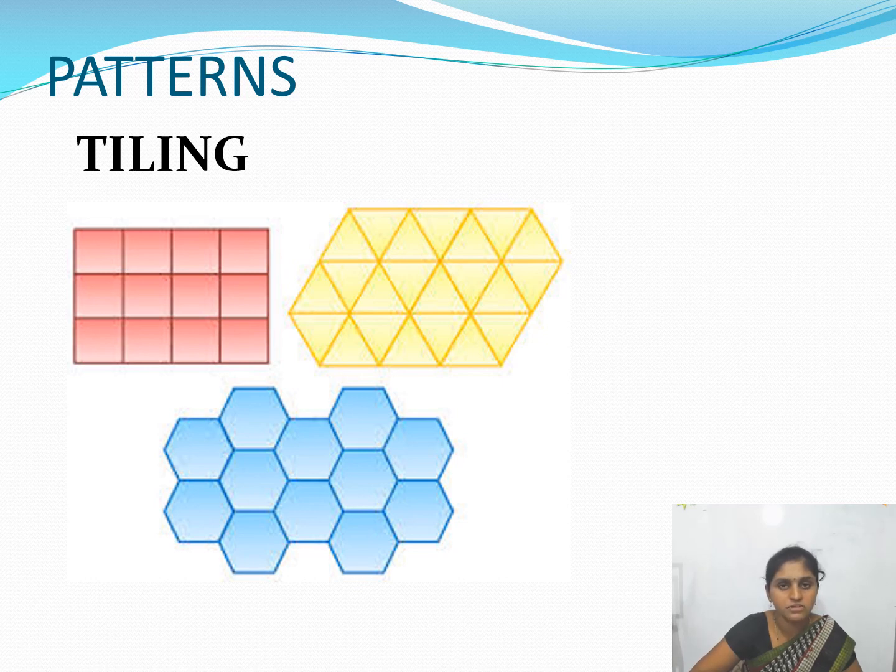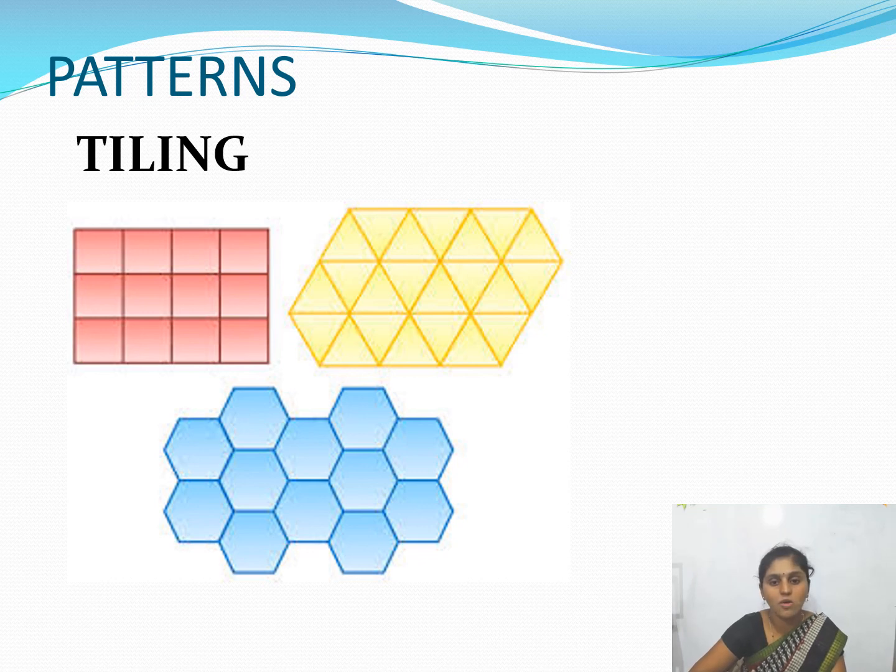This square shape of tiles we have arranged. Is there any gap or overlap here? No. The tiles are arranged without any gaps or overlap. So this we call a tiling. So arrangement of tiles we call a tiling. So tiles can be arranged without any gaps or overlaps. Using one shape, we will create a tiling.